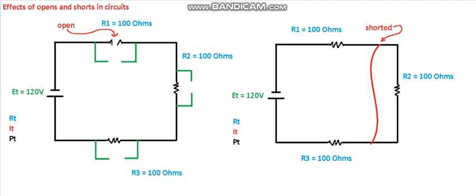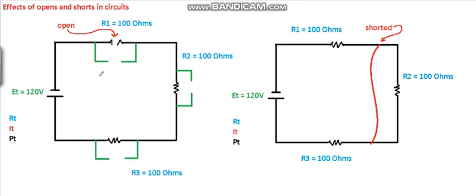Okay, the circuit we're going to look at today covers the effects of opens and shorts in circuits, and what happens to resistance, current, and voltage. So let's take a look at this first one. As you can see, I've got an open here, and I've got 120 volts applied.